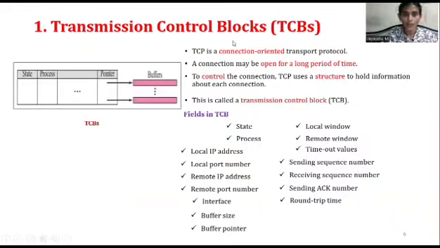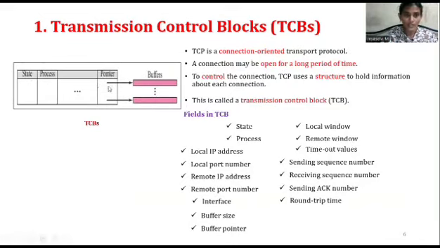The transmission control block is used because TCP is a connection-oriented transfer protocol. A connection may be open for a long period of time. So to control the connection, we use a structure to hold the information about each and every connection. That is called the transmission control block.